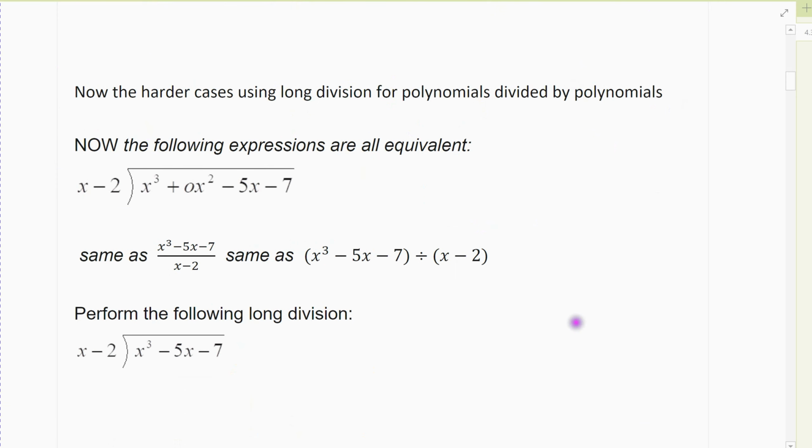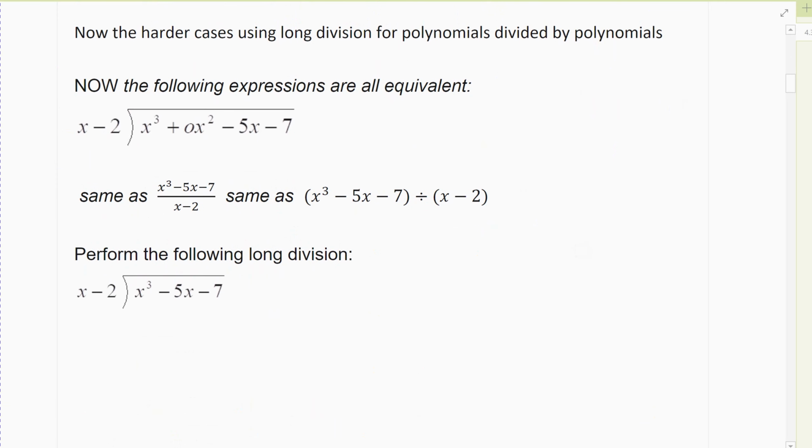Going to get into the harder cases, right? Using long division and then eventually synthetic division, which is sort of a shortcut to long division. But long division first. It's the same long division process that you would do if you're just dividing numbers. But now we're going to divide polynomials. And hopefully you've seen this in an algebra class before.